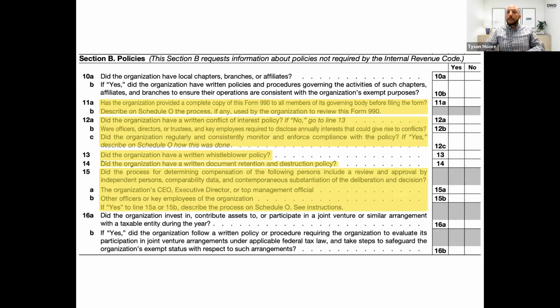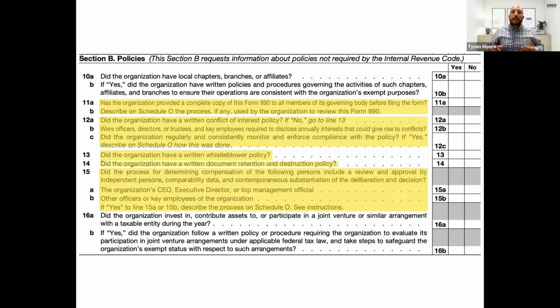Next is the conflict of interest policy. So do you have a written conflict of interest policy? Yes or no? If you don't, I do suggest that you put one in place. If you need a copy, we're happy to provide templates. Just let us know. So it's not just having that policy in place, though. It's taking the next step. It's making sure that the policy is reviewed every year and signed off every year by your board members and your top people. So then also, does the board regularly and consistently monitor and enforce that compliance? So not just, hey, we have a policy, we sign it. That doesn't suffice for this question.